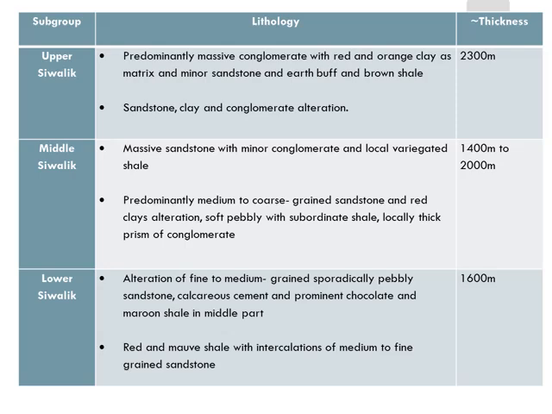And if we talk about lower Siwaliks, alteration of fine to medium grained sporadically pebbly sandstones present with calcareous cement and prominent chocolate and maroon shale in middle part. And if we talk about its thickness, that ranges from 1600 meter.